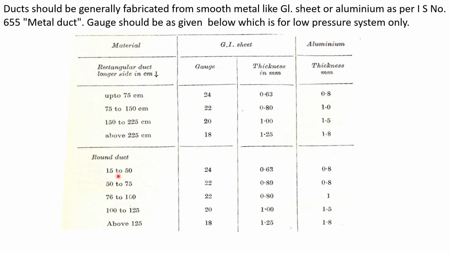Rectangular duct, round duct, and for this the diameter is given as 75 to 225. Normally the gauge up to 75 should be 24, which has to be increased to 18 in case of 225 centimeter in case of GI sheet. In case of aluminum sheet, it is 1.8.